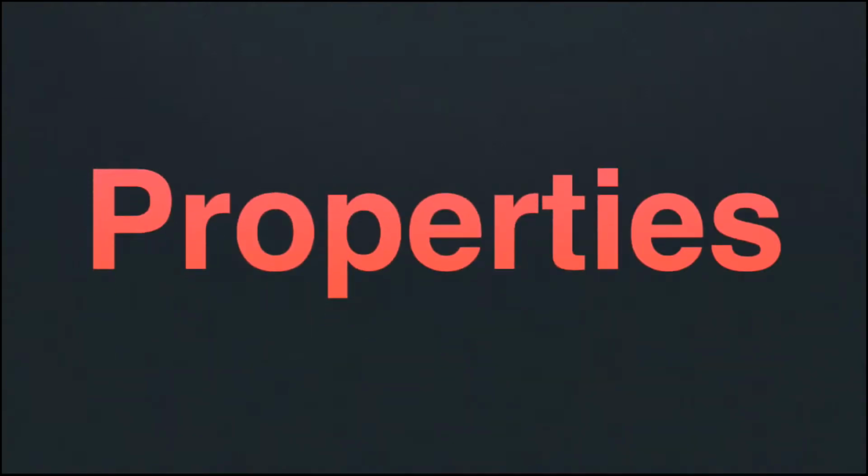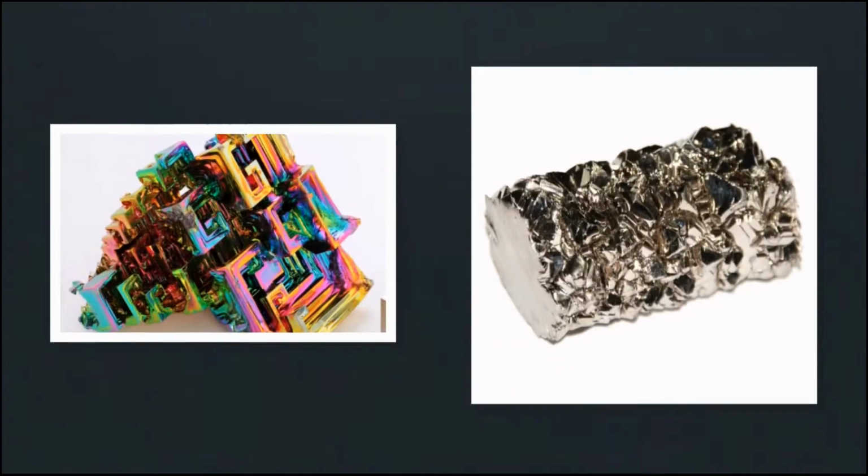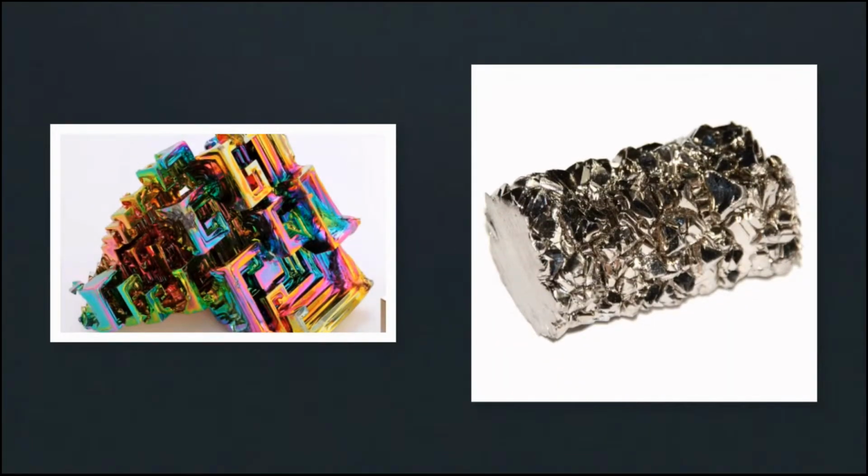In this episode, we're going to talk all about properties and changes in matter. All types of matter are different, and this gives them unique properties. For example, on the left here is the metal bismuth, and on the right is titanium. There are two main types of properties.